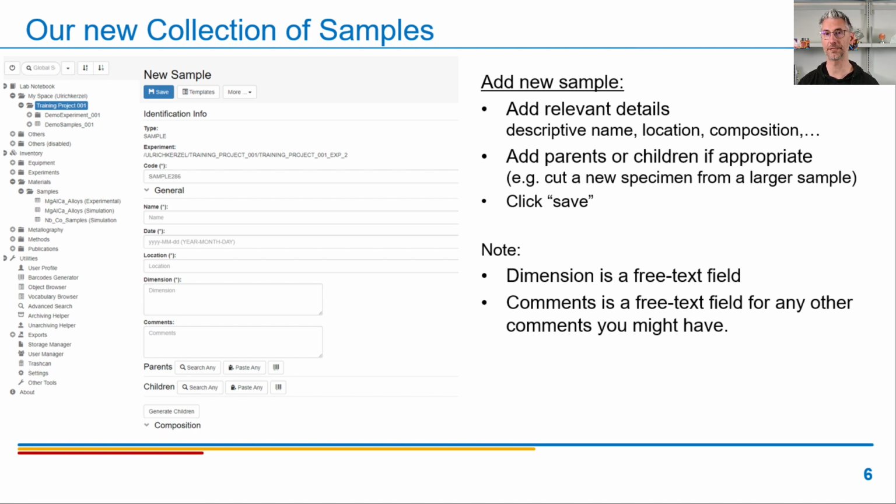Notice that dimensions are free text fields because we have such a large variety that it would be difficult to capture this in a more structured way. We can also add any other comments that we have, free text fields, so that we can describe our sample. And we can also add, of course, parents to this if this is a subsample.